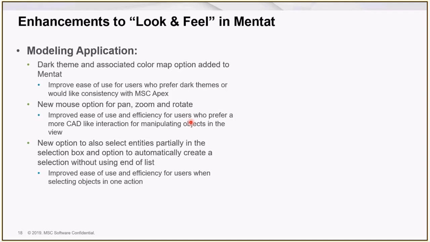And then there's an option to automatically create a selection without using end of list. This is also another very good capability. When you see it in action, that's when you really realize how much faster and easier it is to build selections, whether it's just a single thing or whether it requires multiple manipulations to define the elements or nodes or whatever it is that you need to select. And that's an ease of use improvement as well.